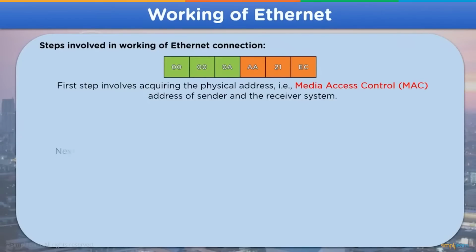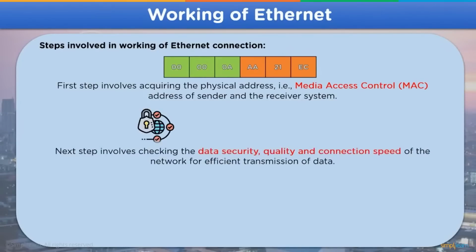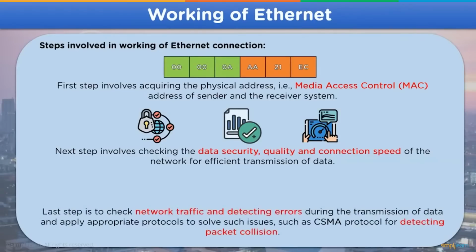receiver device. Then the second step is to check the data security, quality of the data, and the connection speed of the transmission channel for efficient and smooth transmission of data over the network. And the last step is to check network traffic and detect any error that occurs in the communication channel. To solve these issues, if they occur, CSMA protocols and other protocols are used. For example, the CSMA protocol is used in case of packet collision in the network channel. Now let's look at a simple Ethernet model for further clarification of the steps.